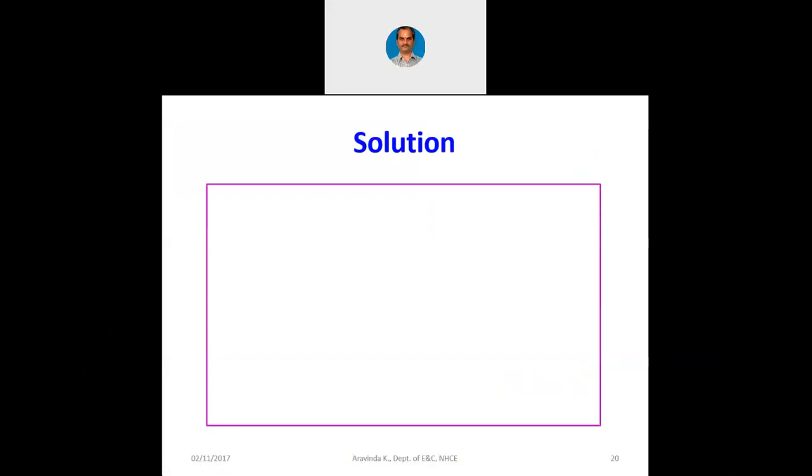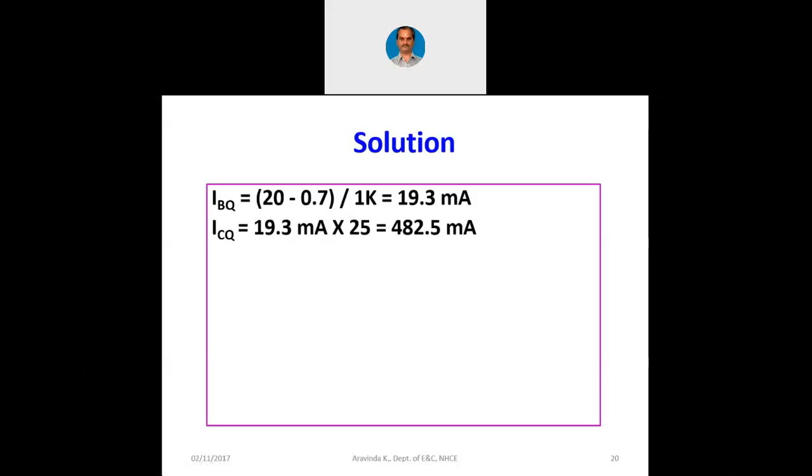The solution is, let us find the base current, the quiescent current. You have to visualize the circuit now. You are already familiar with the fixed bias or base bias circuitry. So the value given there was 1 kilo ohm. So 20 volts VCC minus VBE, 20 minus 0.7, divided by 1K is 19.3 milliamps. And ICQ is now IBQ into beta, 19.3 milliamps into 25, that is 482.5 milliamps.